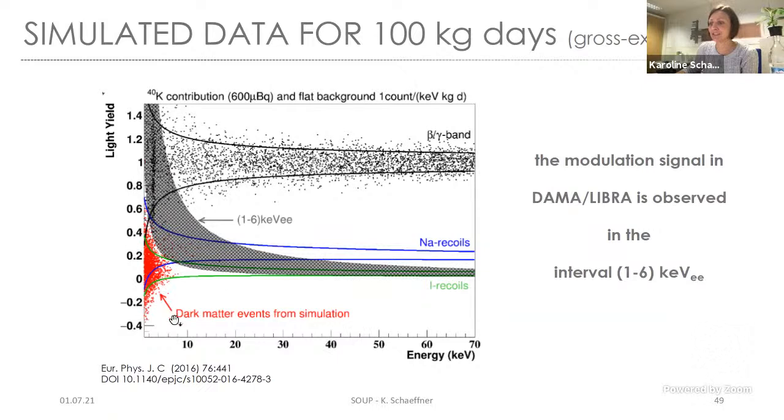Here is some simulation of dark matter events, assuming the standard scenario, for this parameter space of the DAMA islands. You see this is what you would expect in these 100 kilogram days. So this is really many events, and the lower you get in threshold, of course, because of this proportionality, the more you get. This is just to show you the difference between a room temperature scintillator experiment and a cryogenic experiment with the same target.